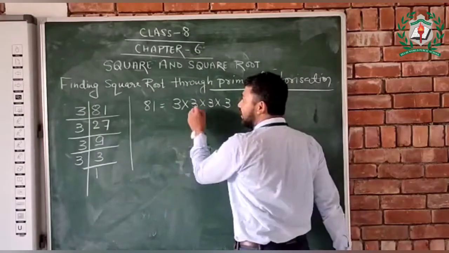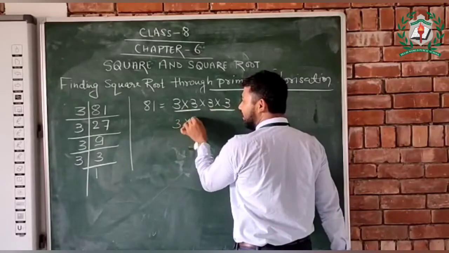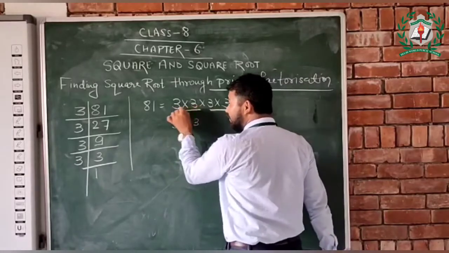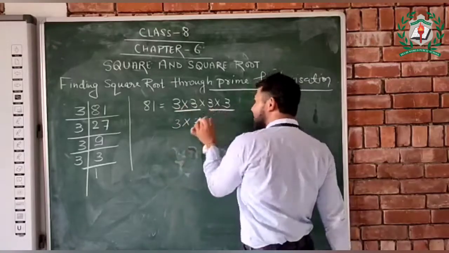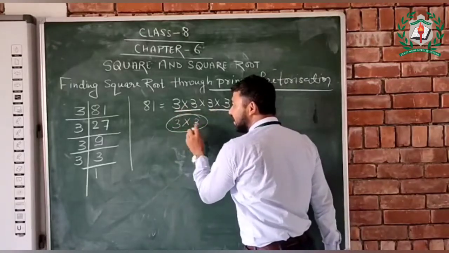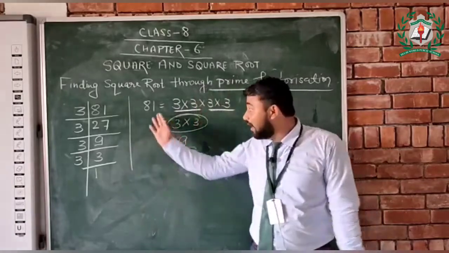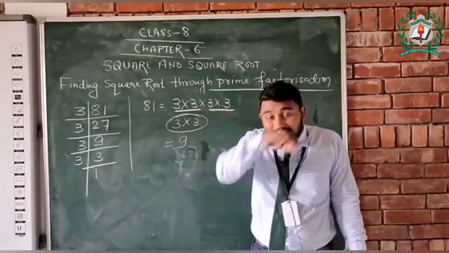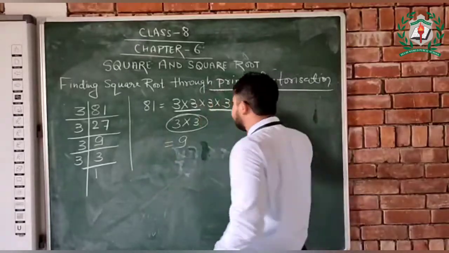Make a pair of 3. One pair and two pair. अगर आप इसको पेयर बनाएंगे तो यहां से एक 3 निकालो बिकॉज इट इज अ स्क्वायर. यहां से एक 3 निकालो, it will be 3 into 3 that is 9. By the prime factorization, the square root of 81 is 9. आप जानते हैं फैक्टराइजेशन करना.